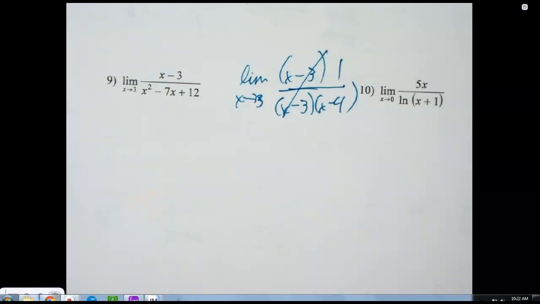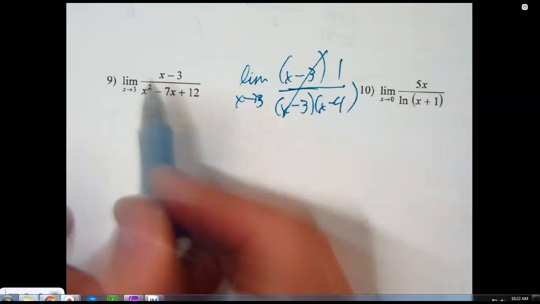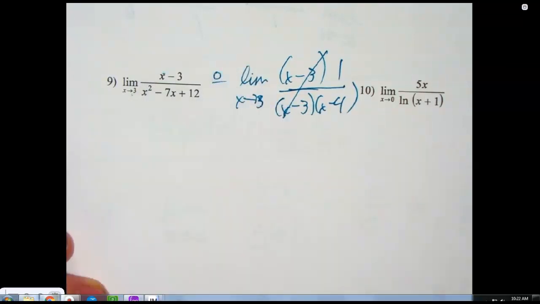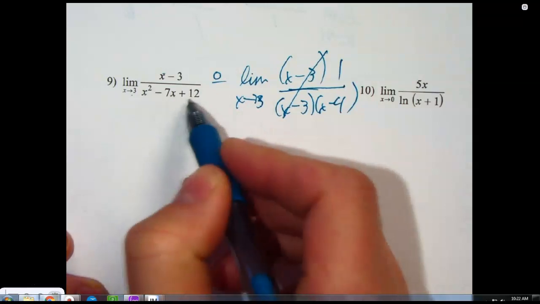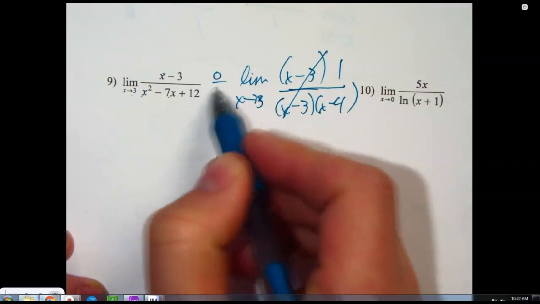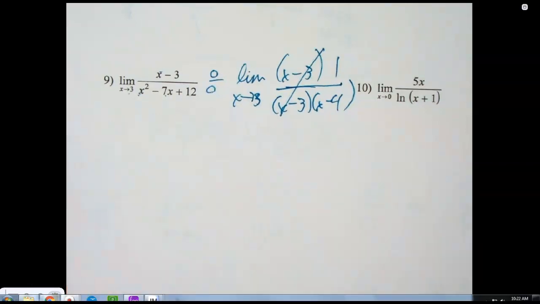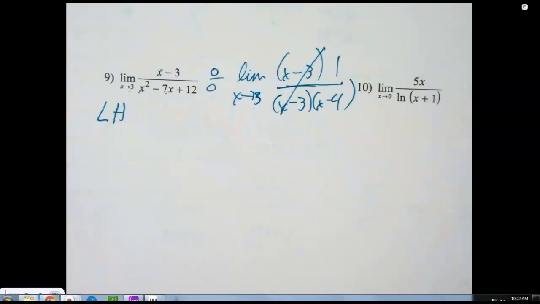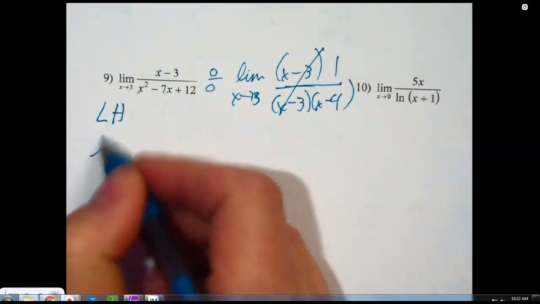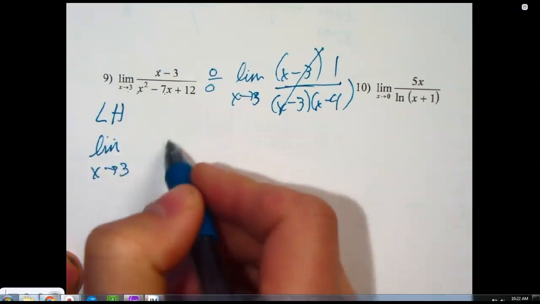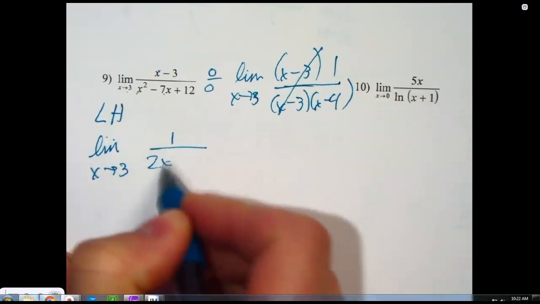But a new option that you have is to use L'Hopital's rule. So if I plug in 3 on top, I get 0. If I plug in 3 on the bottom, 9 minus 21 is negative 12 plus 12, I get 0. So I'm telling the grader, hey, I'm going to use L'Hopital's rule. And then I'm going to go, well, that question that you gave me is the same as if I took the derivative of the top and the bottom. So 1 over 2x minus 7.